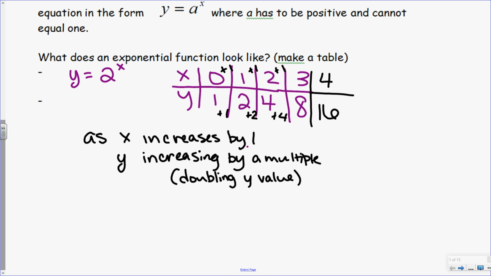So in an exponential function, you are not going to have a steady rate of change. I have 1 over 1. I have 1 over 1. I then have 2 over 1. I have 4 over 1. I have 8 over 1. It's going to continue increasing as you get bigger and bigger.